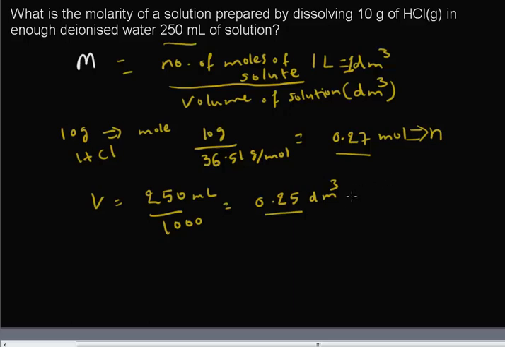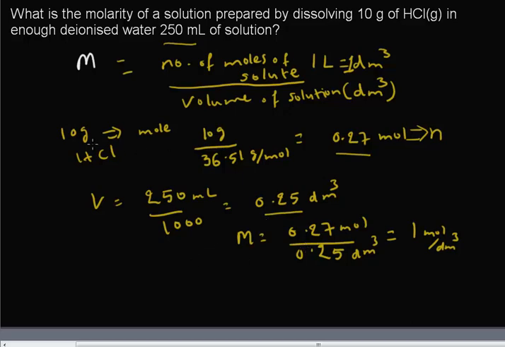my molarity would be equal to 0.27 mole divided by 0.25 dm cubed. That would be approximately 1 mole per dm cubed. Well, you can use a calculator and come up with the actual value. I'm approximately rounding off this value.